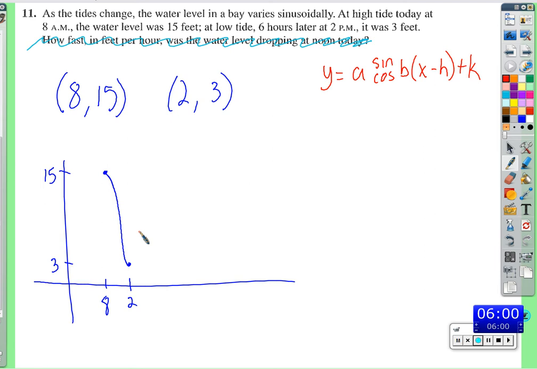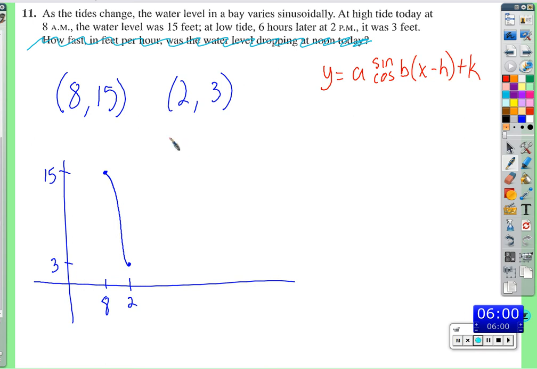The amplitude is 6. How did you do that? Well, I think the difference between 15 and 3, which is 12, and then the midline would be like 6. Okay, so you found the amplitude. You took 15 minus 3. Right? 15 minus 3 should give you this distance here.